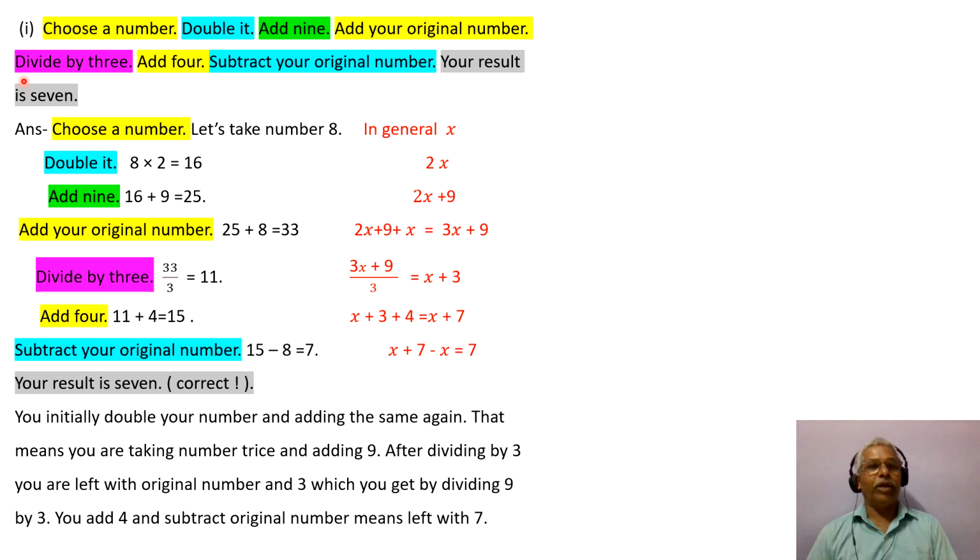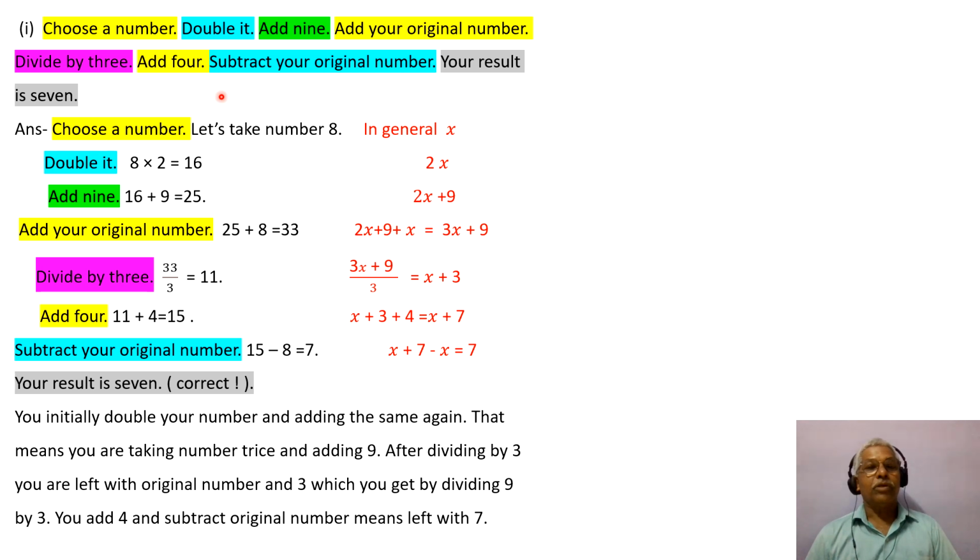Now divide by 3. So 33 divided by 3 is 11. And here also, 3x plus 9 divided by 3. You take 3 common, so you are left with x plus 3. The 3 cancels, and with x plus 3 you are left with your original number plus 3. Then add 4. So to this you are adding 4. 11 plus 4 is 15. Even here, x plus 3 plus 4 is x plus 7.